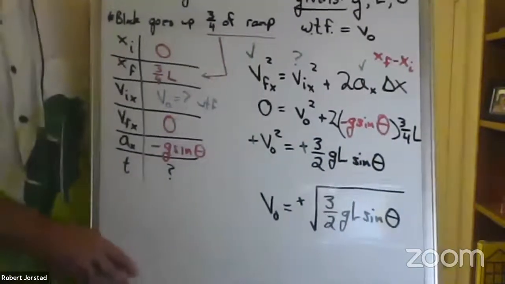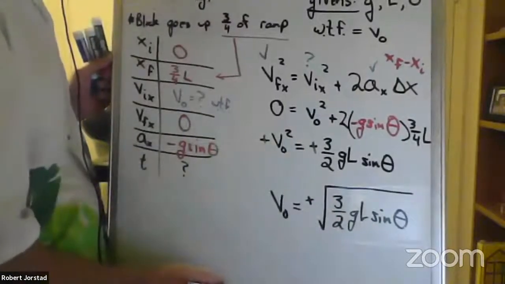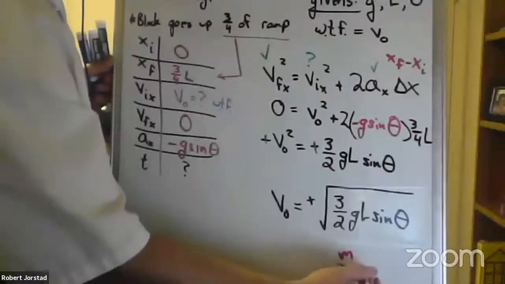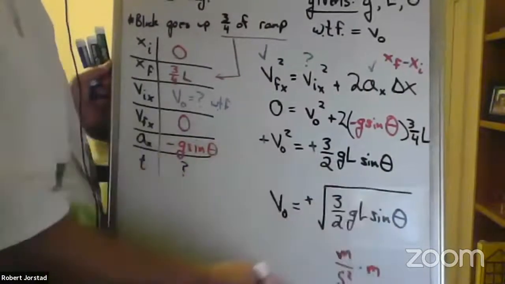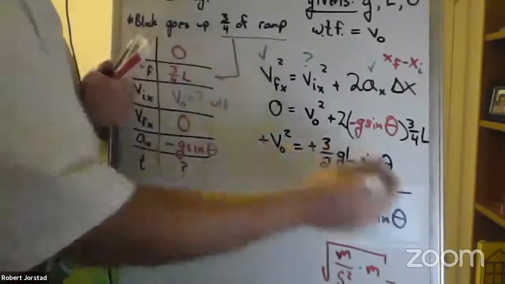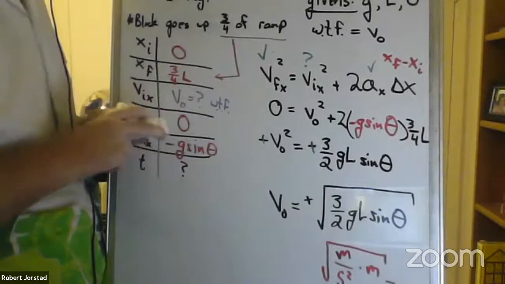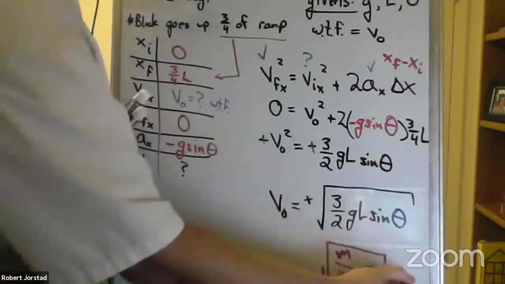What should we do with this answer before we feel good? Check the units. What are the units of this 3 halves? Nothing. g is meters per second squared times meters. What are the units of a sine function? Nothing. Square root. You'll see sometimes I end my square roots like this. That's just helpful in really long problems. You know where the square root ends and the next part begins. In this case, let's see, what do I get? Meters per second.